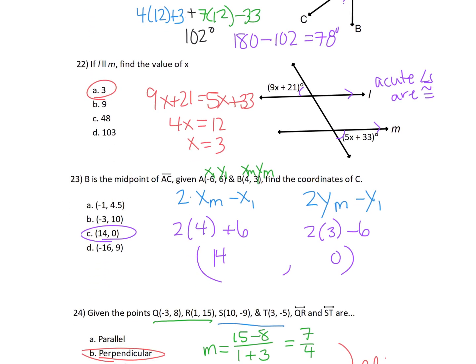And number 23, the only thing I don't like about number 23 is that we've been trying to use M a lot with our midpoint, but it says B is the midpoint. So we have an endpoint A and an endpoint C. You have an endpoint and B is the midpoint. So this is my X1, Y1. This is my XM, YM. These are my midpoints. So I'm still sticking with the M's there. A lot of you guys did okay with this on the last quiz. So this is the formula we're using to find an endpoint.